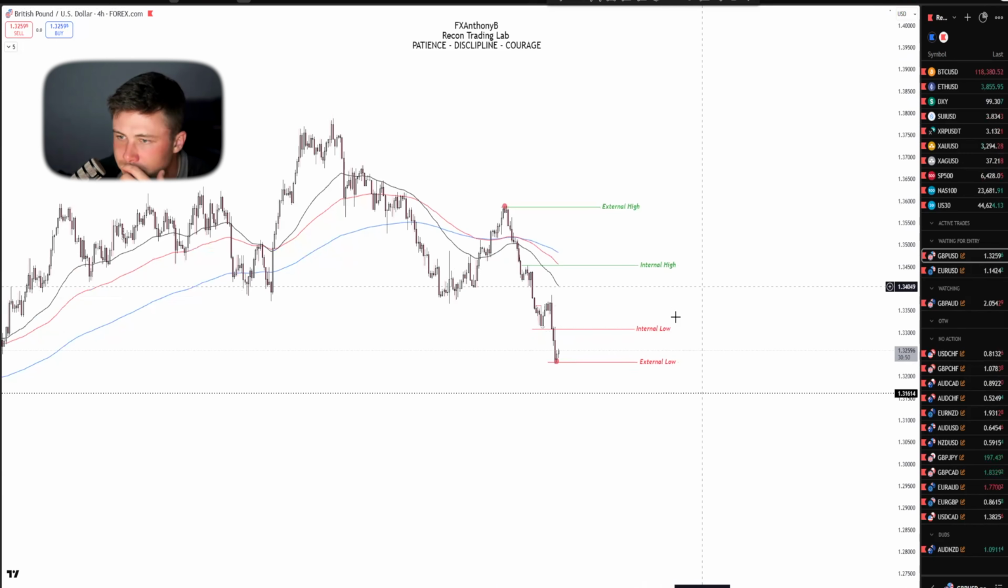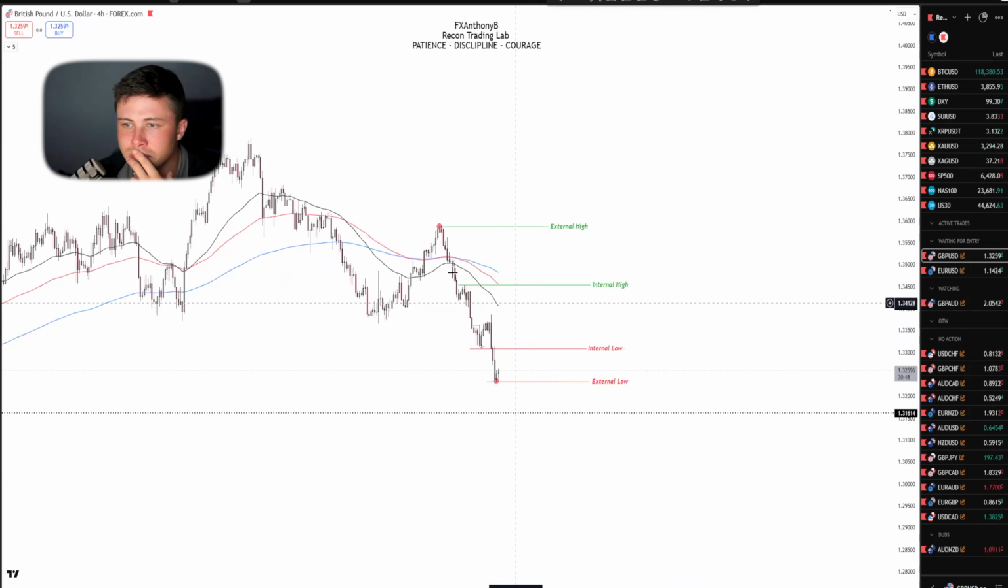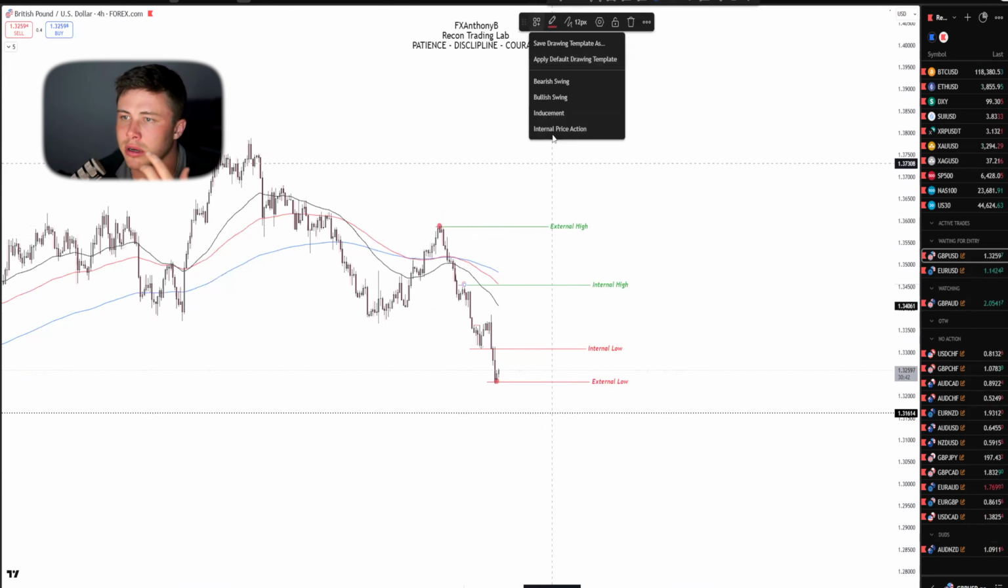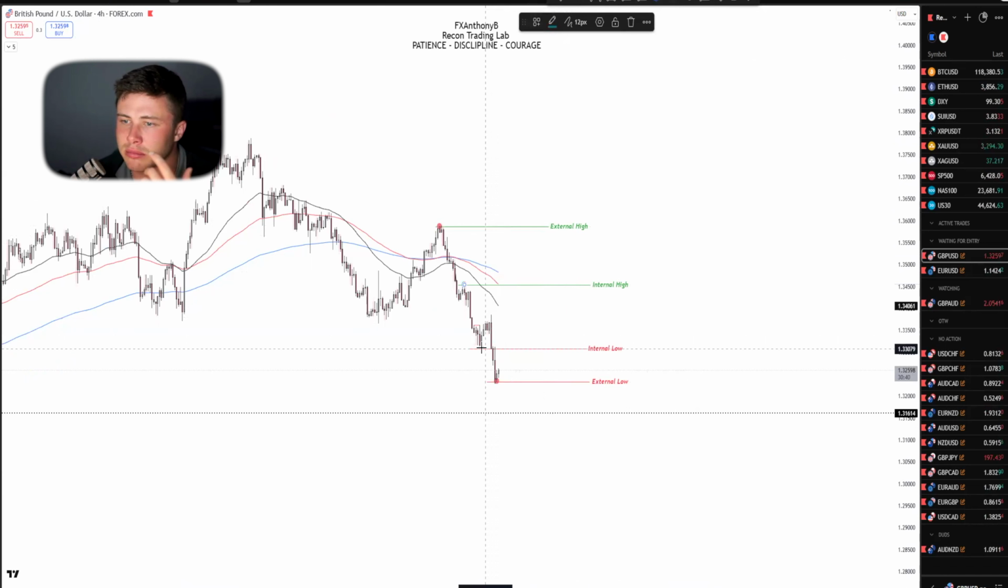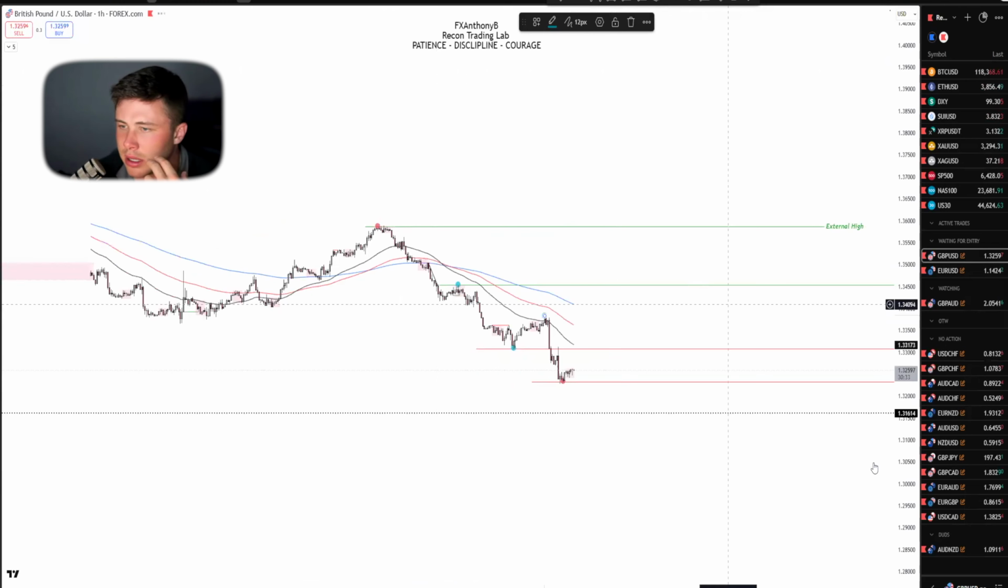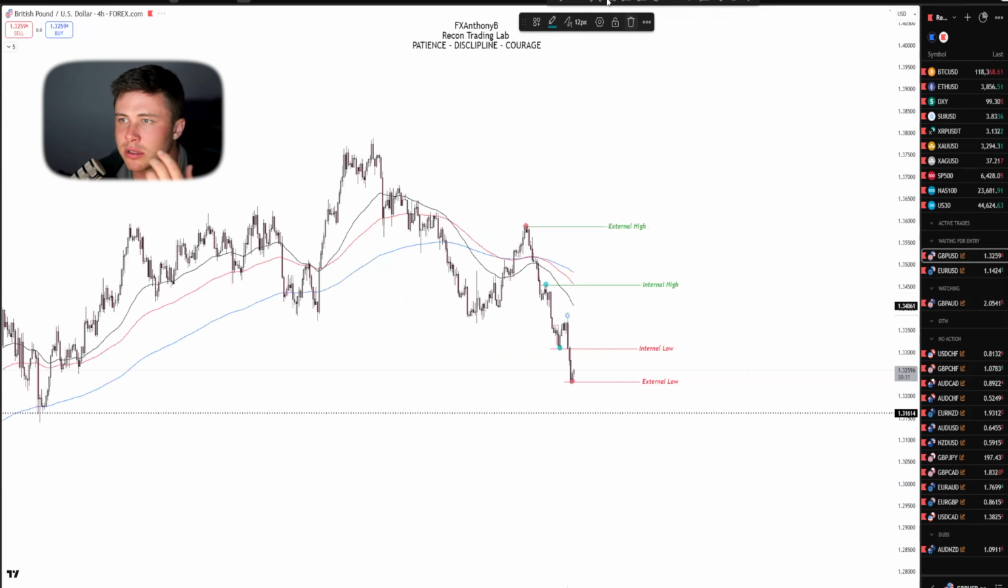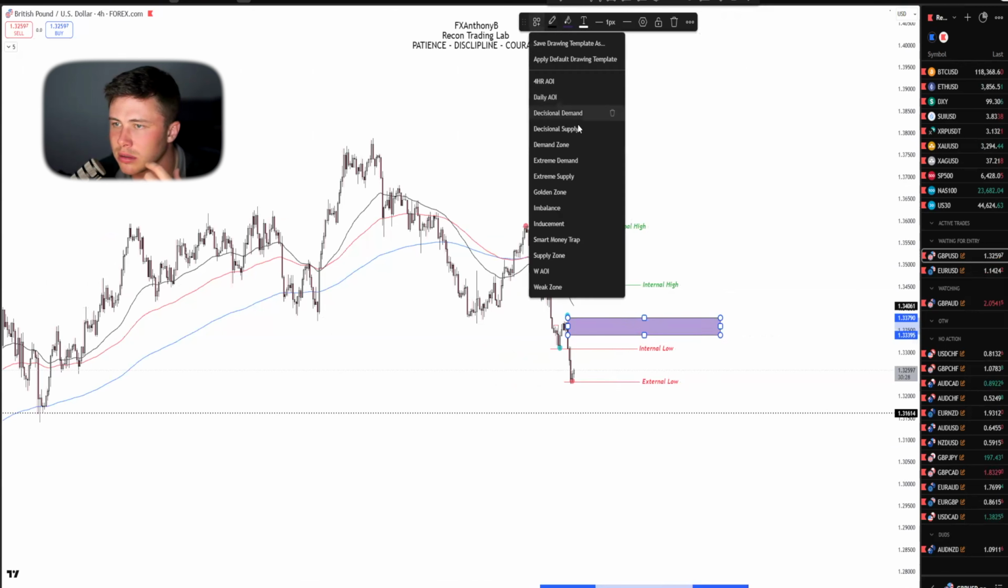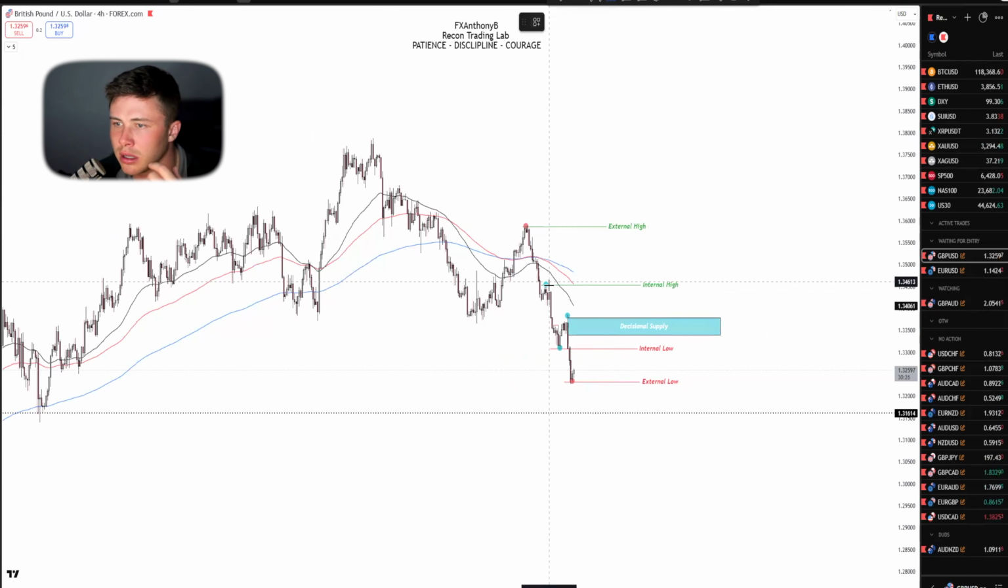External low like that. All right. So as you know, here at this point, we would take our blue dots and mark our internal prices here like so, and then go down to our 1 minute. And this is, well, we can draw these two if you want. Positional supply.